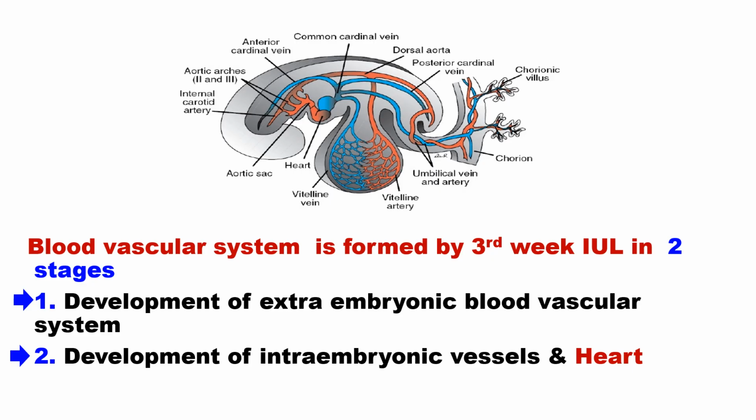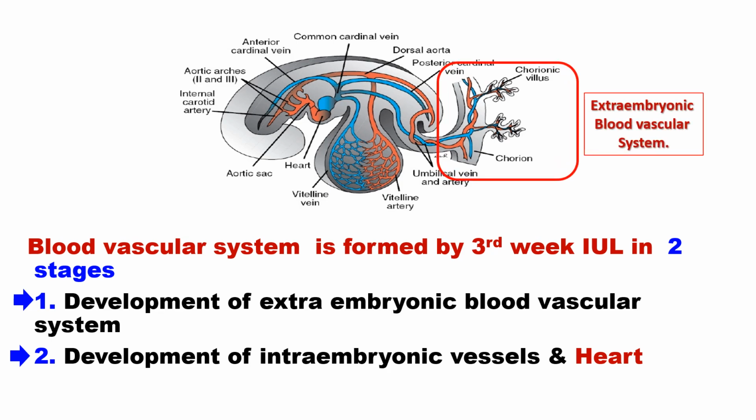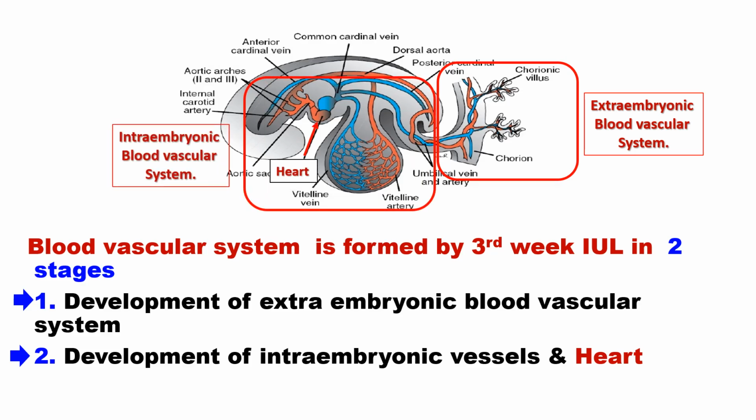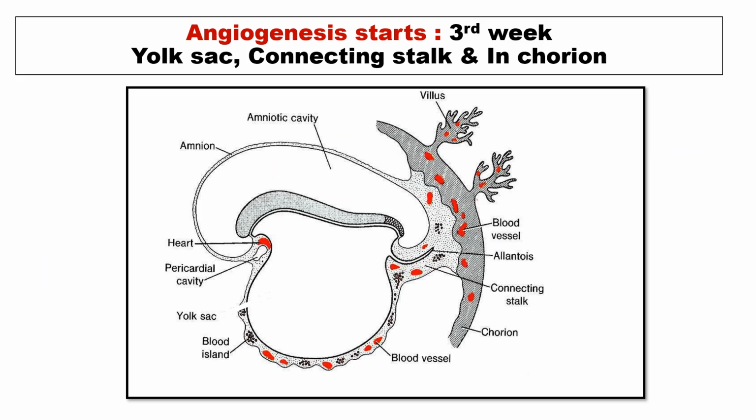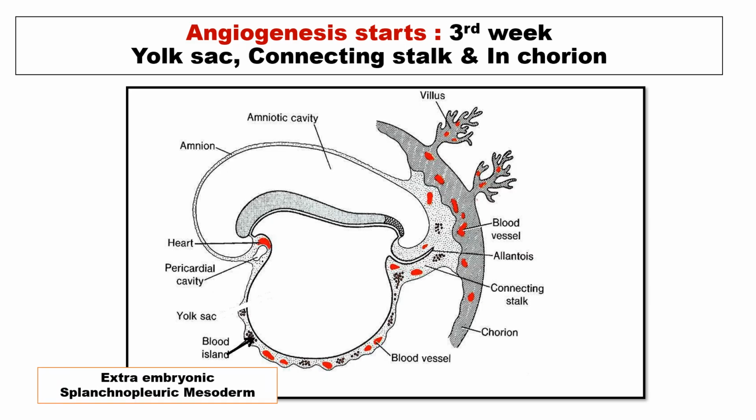Therefore, the blood vascular system is formed by the 3rd week of intrauterine life in two stages: development of the extraembryonic blood vascular system, which occurs slightly earlier, followed by the development of intraembryonic vessels and the heart. Angiogenesis, or establishment of the blood vascular system, occurs in the early period of the 3rd week. It starts in the extraembryonic splanchnopleuric mesoderm lining the yolk sac as blood islands.